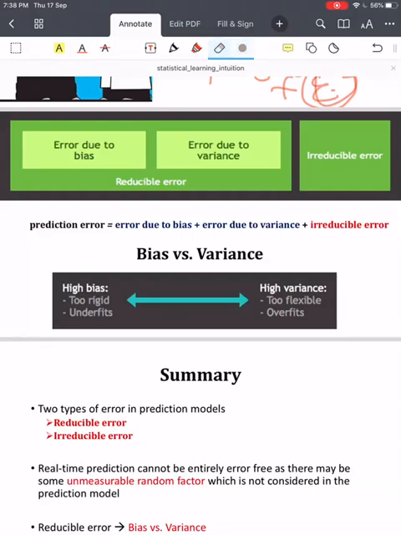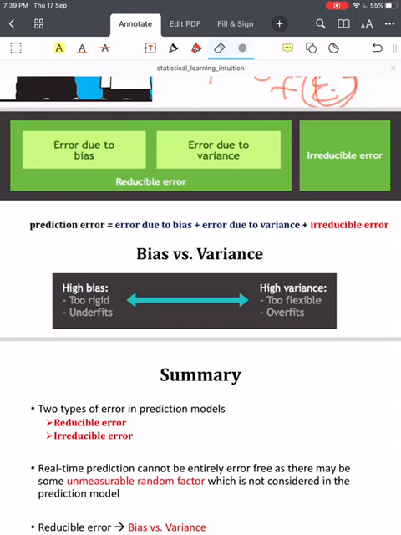Okay, so we already discussed how we can decompose the prediction error into reducible versus irreducible components. And now I will take this decomposition a little further, breaking the reducible error into error due to bias and error due to variance. So the reducible error consists of two things: error due to bias and error due to variance. Now we need to understand what these two things are.